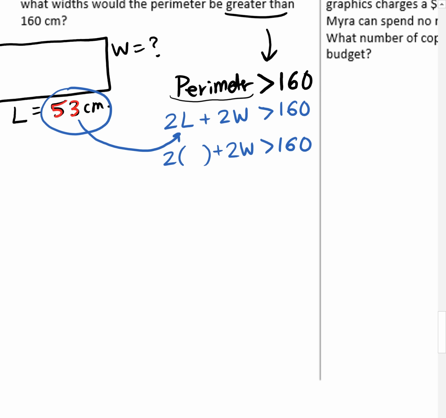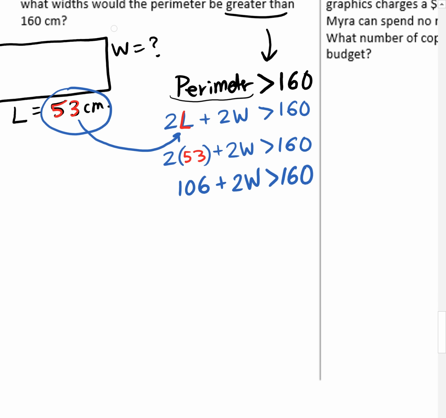It's not like they said the length is 53 more than the width or anything fancy like that. They just said the length is 53. So we should just be able to replace it. So it's 2 times 53, that's 106, plus 2W is greater than 160. And now this is an inequality I can actually solve since there's only one variable left.